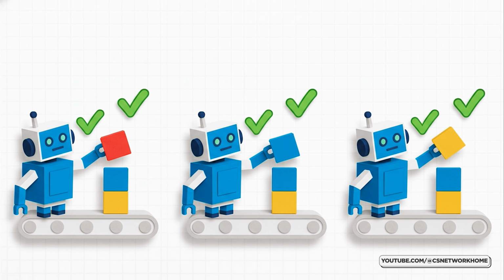It reads the C and asks, is C on top of the stack? Yes, it is, so it pops it off. Then it reads B. Is B on top now? Yup, pop. And finally, it reads the A, match, and pop.